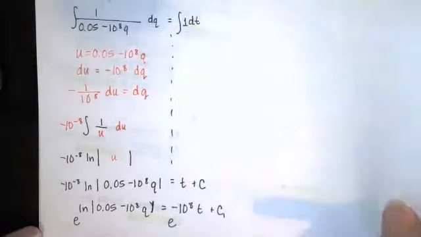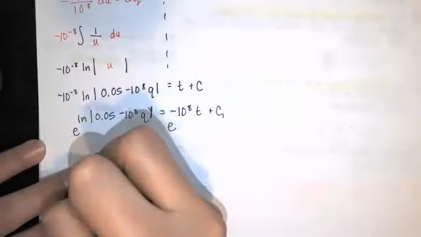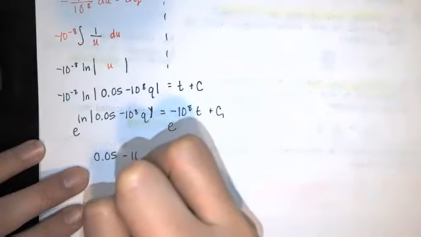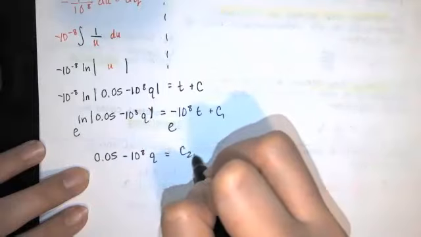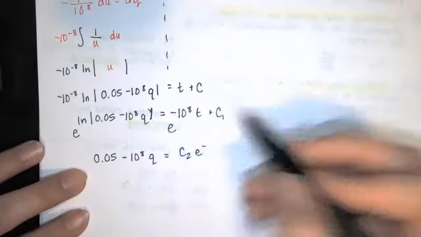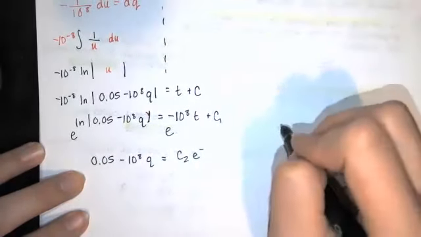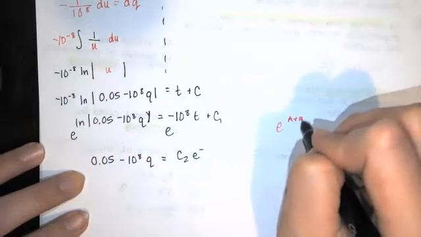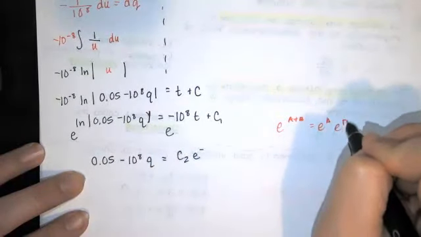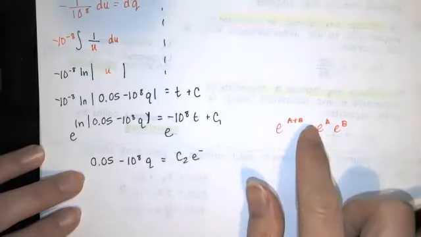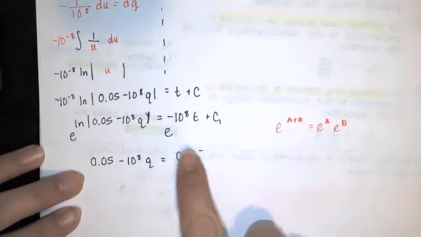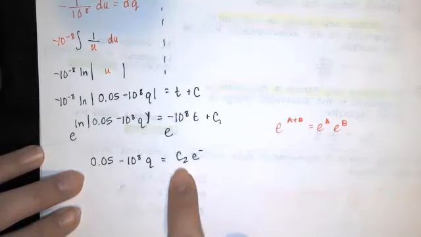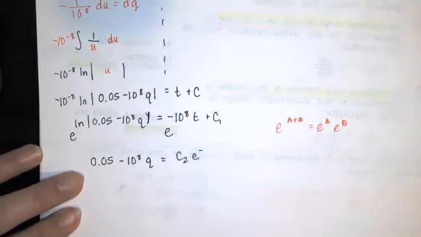And then to get rid of the log, I'll exponentiate. E to the c1 is just a different constant. And you can split this up into 2 pieces. E to the a plus b is e to the a times e to the b because of our exponent properties. The bases are the same, so you add the exponents. We can do that backwards as well. So I'll have e to the c1 is c2 times e to that power.